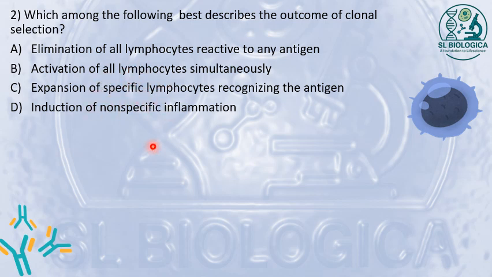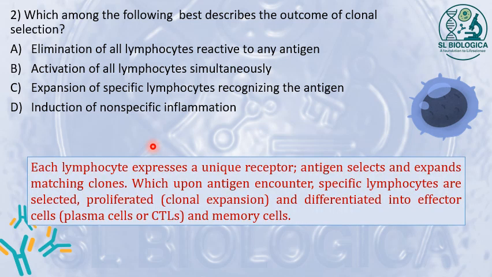So before going to the correct answer, let's see what clonal selection actually is. We know that each lymphocyte has a unique receptor. Once the antigen is there, it then binds with the specific receptor.